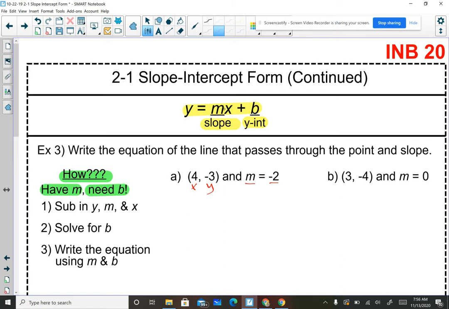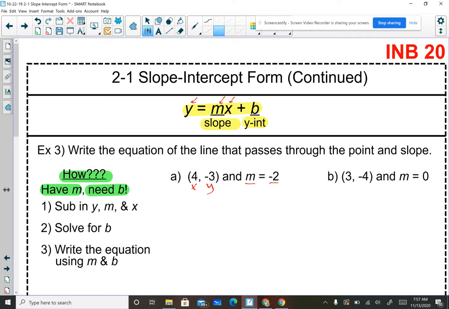In my formula, y equals mx plus b, if I have the m, the x, and the y, I can plug in those values, or substitute in those values. And what I would need to do is solve it for b. So that's exactly what the steps are right here. Substitute in the y, the m, and the x. And then we're going to solve it for b. And then once we have b, we're going to be able to write our equation by filling in the slope that we already know and the b that we're finding. Okay, so here's how it goes.